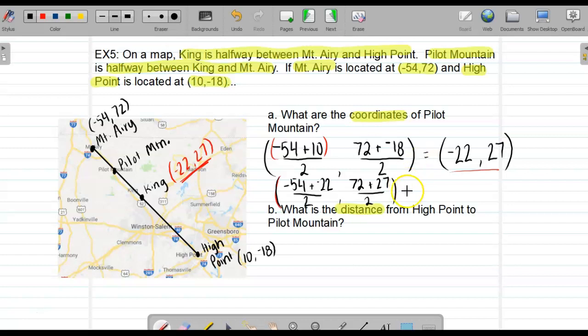Julie told me the first one is negative 38. That is correct. And 49.5. So you should get negative 38, 49.5. That is your answer. Those are the coordinates of Pilot Mountain.